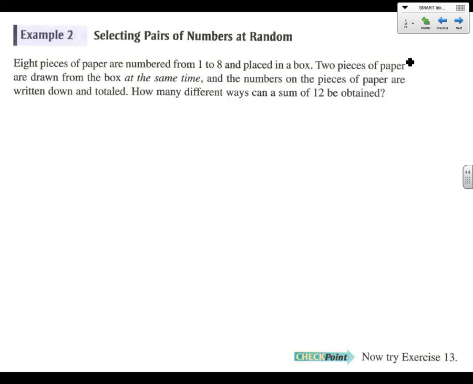Alrighty, so those 8 pieces of paper are numbered from 1 to 8 and placed in that box again. 2 pieces of paper are drawn from the box at the same time, and the numbers on the pieces of paper are written down and totaled. How many different ways can a sum of 12 be obtained now?